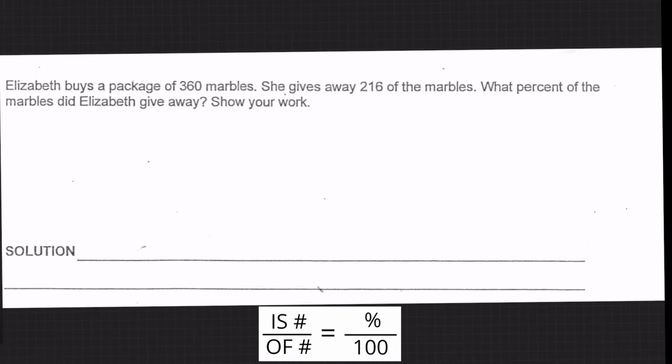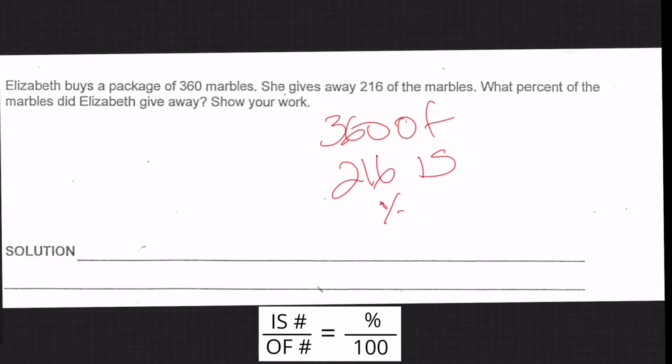Question 7 says, Elizabeth buys a package of 360 marbles. She gives away 216 of the marbles. What percent of the marbles did Elizabeth give away? Show your work. What we want to do is identify the is, the of, and the percent. We know here that she has 360 marbles, so that's the of number. She gives away 216 of the 360. So the 216 is the is number, right? 216 is the amount that she gave away of 360 marbles. The percent, well, we don't know the percent. That's the missing number in this whole problem.